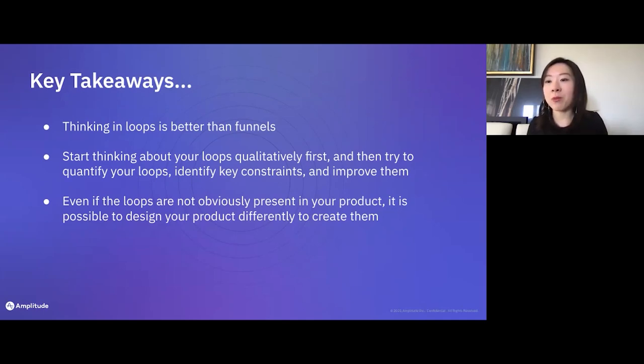And in terms of how to build for growth and build for those growth loops in your product, I would recommend everyone map out what loops might already exist first in a qualitative way, and then try to quantify some of your loops one by one so that you can really compare how well they're working, understand their current impact on your growth, and also identify key points of leverage that you and your team can spend your time and resources on to get the highest amount of impact for your business. And even if certain loops are not currently present in your product, that's totally fine. It's possible to design your product differently to create them and build for them consciously going forward as well.